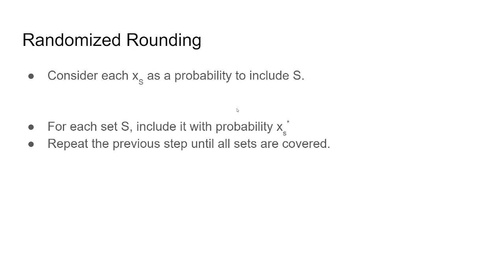And randomized rounding is one step above that. It basically considers each xs, the indicator variable, as a probability to include the set S. This set is not the overall big S. It is obviously every subset in the big S. So for each set, include it with probability xs, and we do the same step repeatedly until all elements are covered. So this is randomized rounding, and that's it for me, and I'll pass on to my colleagues here.